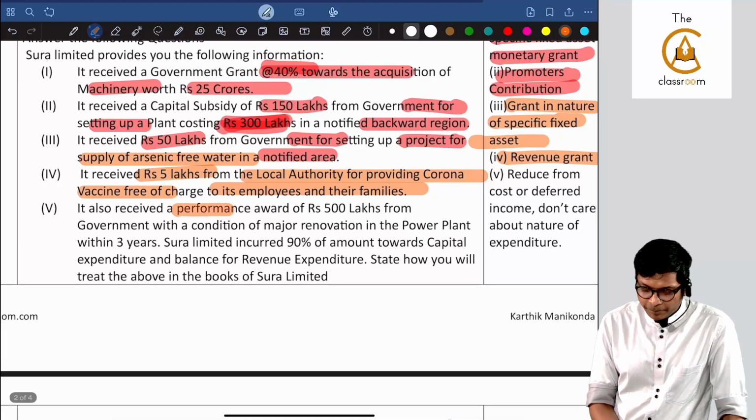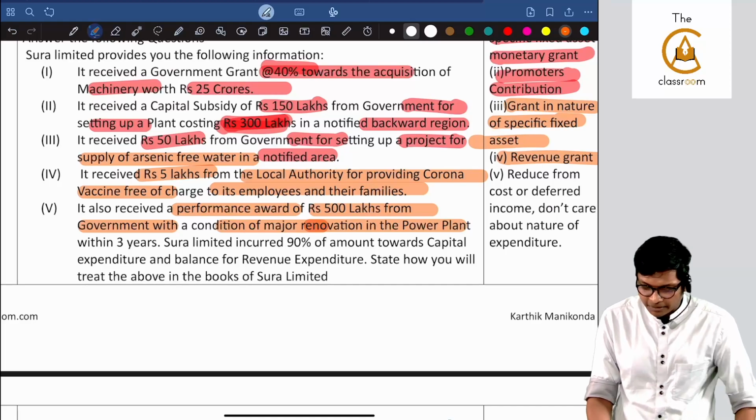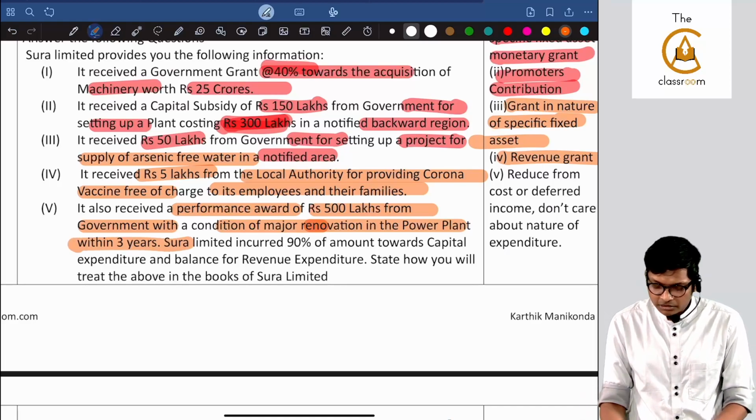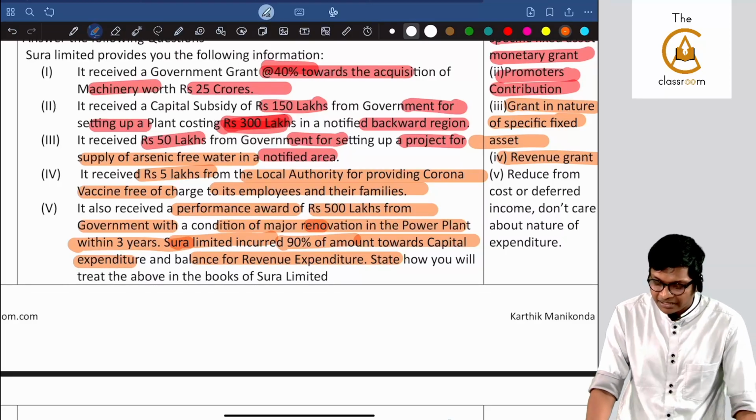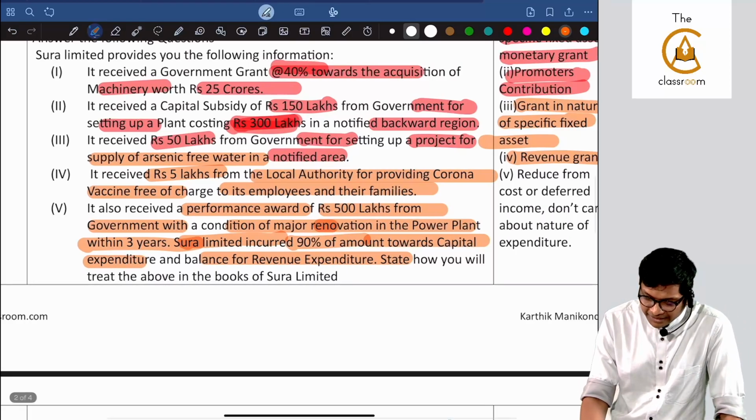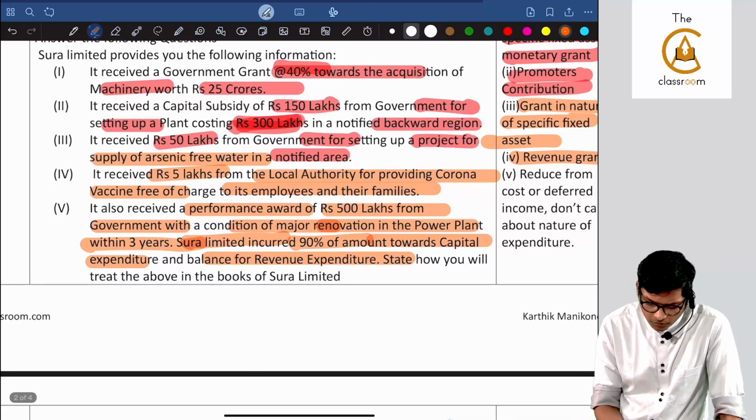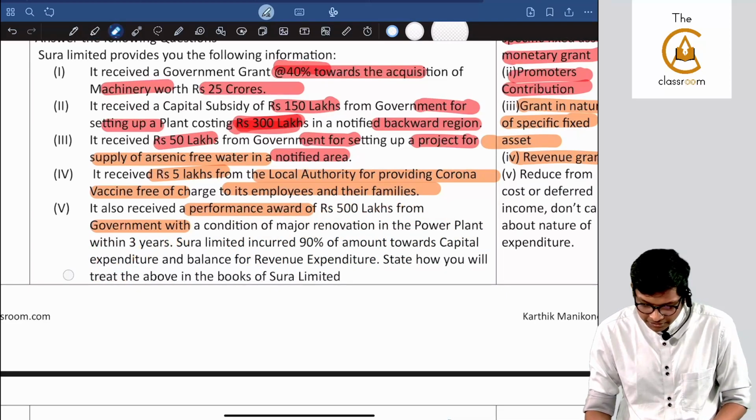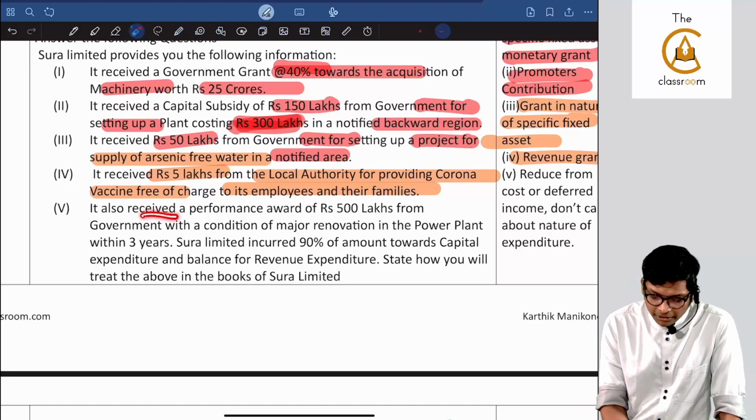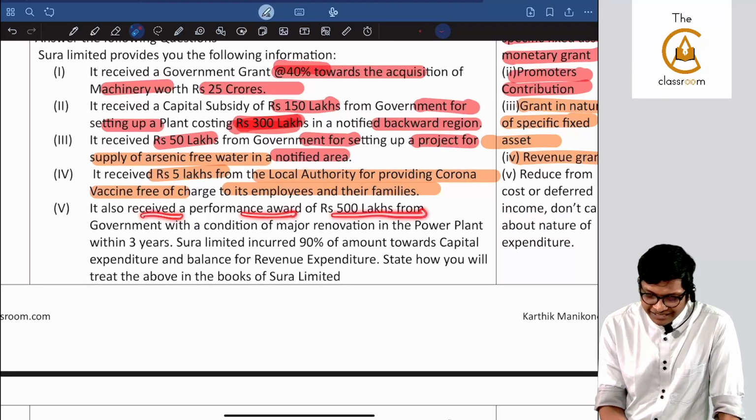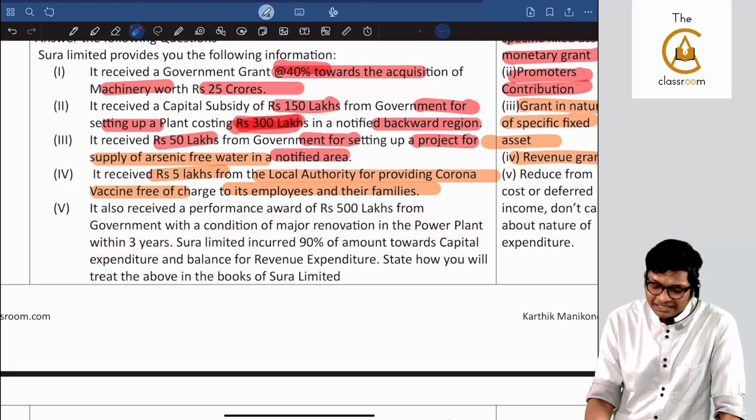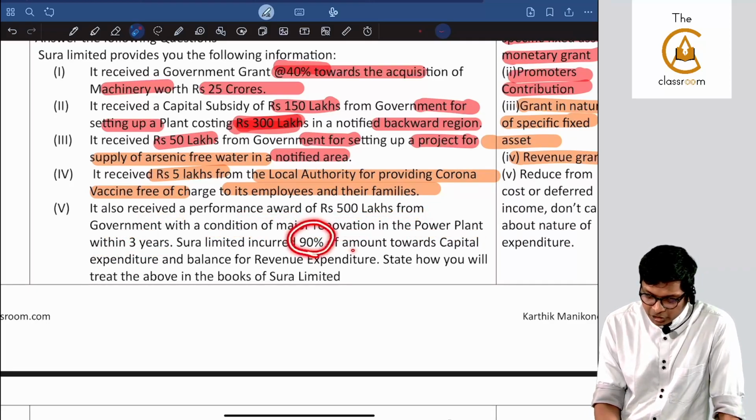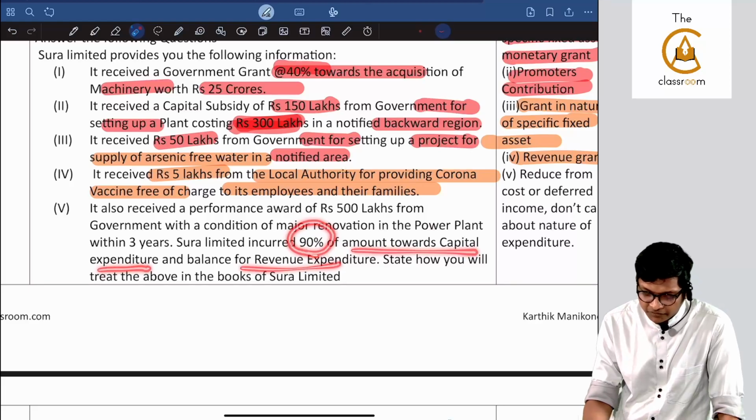It also received performance award of 500 lakhs from government with a condition of major renovation in the power plant within 3 years. Sura Limited incurred 90% of amount towards capital expense and balance for revenue. State how will you treat the following in books. Let me explain this. This is a new point.